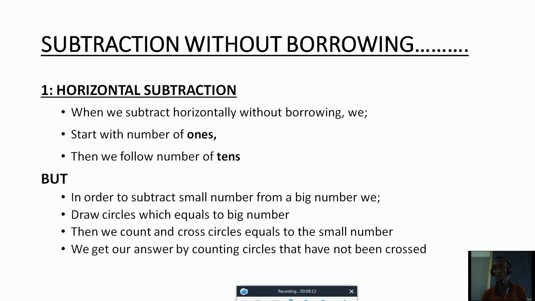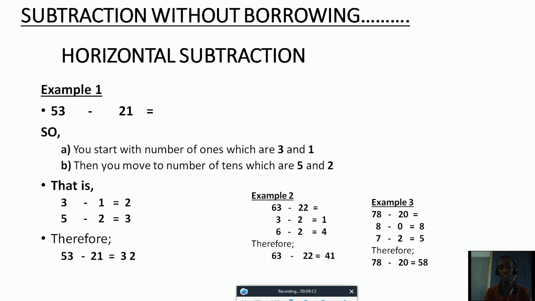You draw circles. So if you have, let's say, 9 minus 5, it means you have to draw 9 circles equal to that big number. Then we count and cross circles equal to the small number, because here it says that we take away. It means you have 9 balls, and you cut 5 balls because you subtract by 5. It means you remain with 4 balls. This is where we get the correct answer. We get our answer by counting circles that have not been crossed. The remaining ones, which you did not cross, we call the answer. You count them and you will get the correct answer.